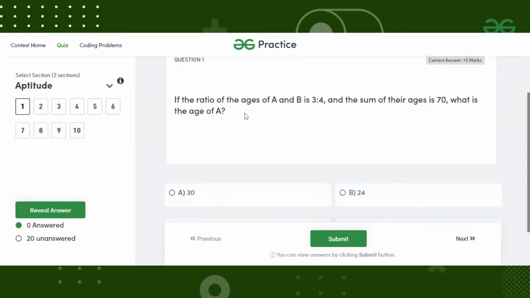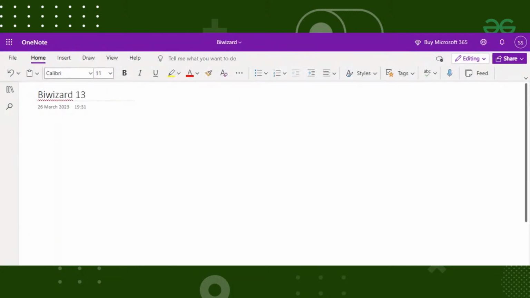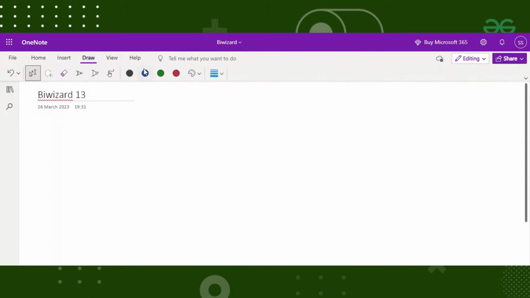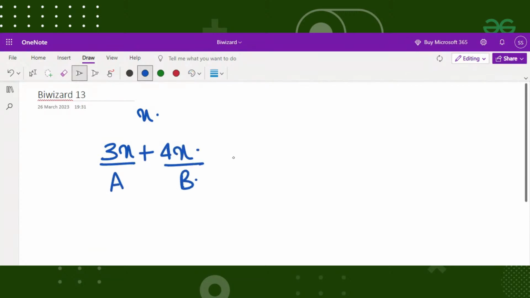So the first question is, if the ratio of the ages of A and B is 3:4 and the sum of their ages is 70, what is the age of A? So if we look at the question, it is a basic simple ratio question. So what we can do is take the ratio as 3 is to 4, so we can take the age of A as 3x and the age of B as 4x.